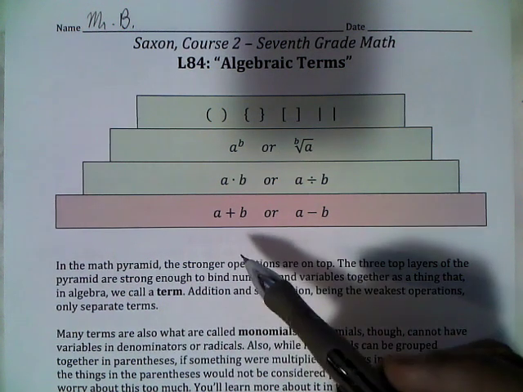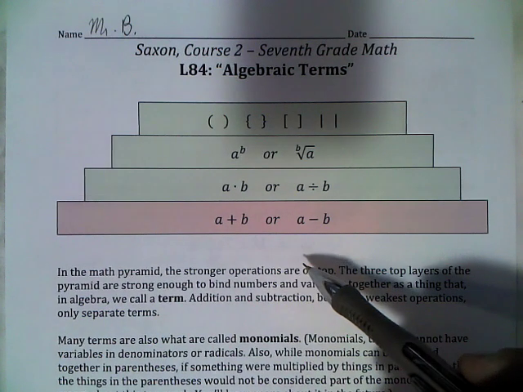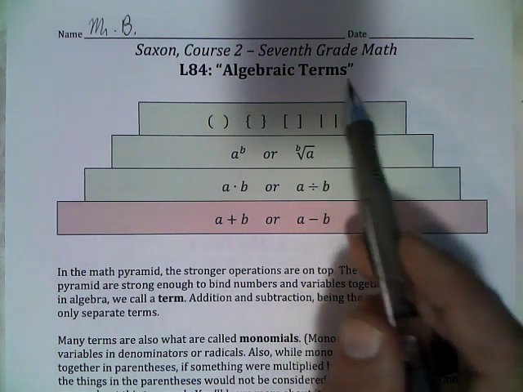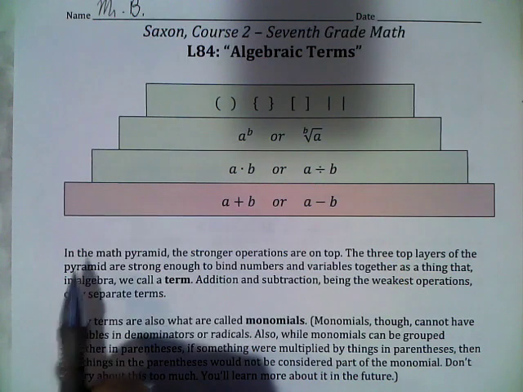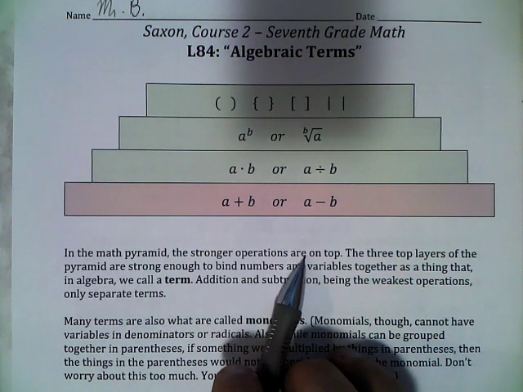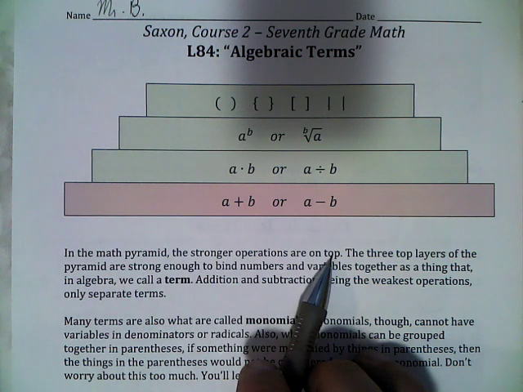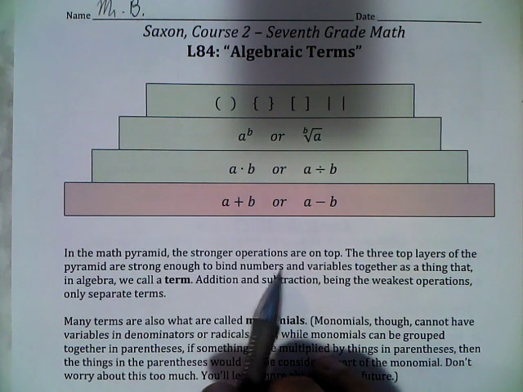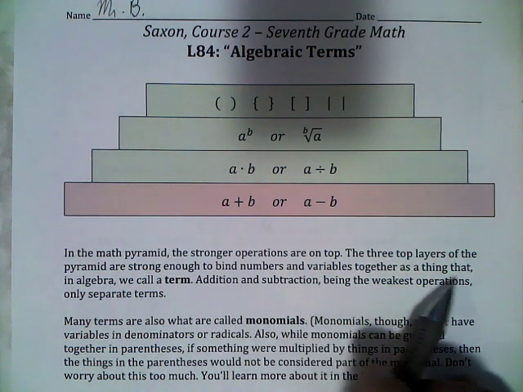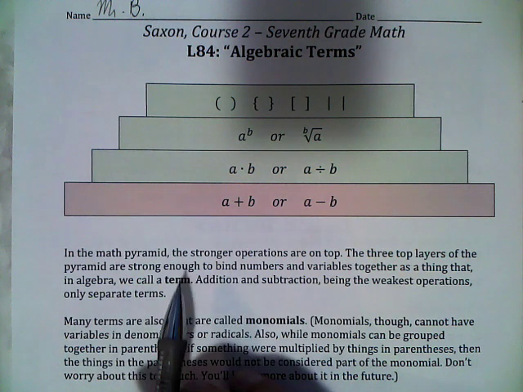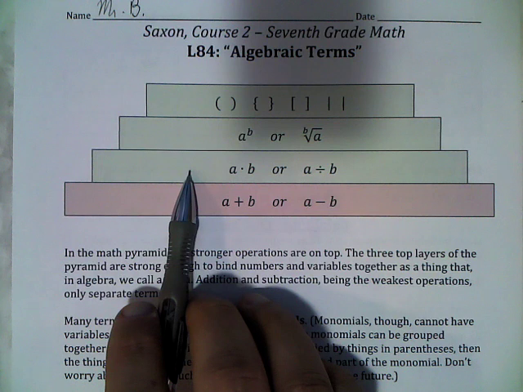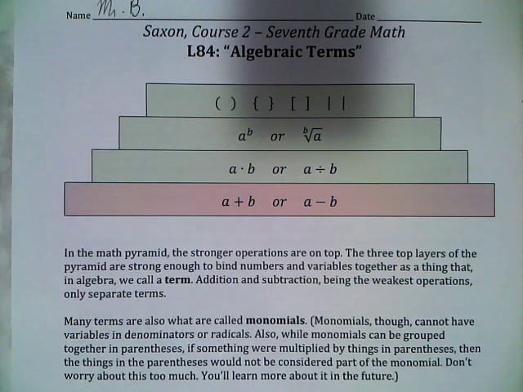But today we're looking at this pyramid for a different purpose. We're looking at it for the purpose of considering terms. So in the math pyramid, the stronger operations are on top. The 3 top layers of the pyramid are strong enough to bind numbers and variables together as a thing that in algebra we call a term. And so you see I've got these in green. Green means go ahead and combine them as one term.